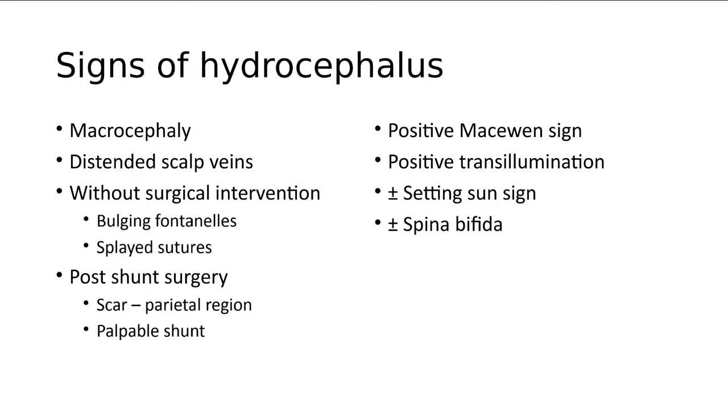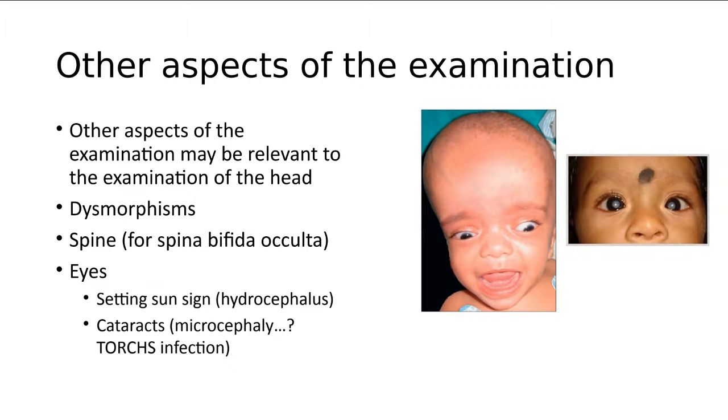A spina bifida occulta is, myelomeningocele, 90% of them are associated with hydrocephalus. Other aspects of the examination that may be relevant to the examination of the head include looking for dysmorphisms, the spine, as we said, for spina bifida occulta, and the eyes looking for the setting sun sign, as well as for cataracts in the patient with microcephaly, which might indicate something like TORCH infections.